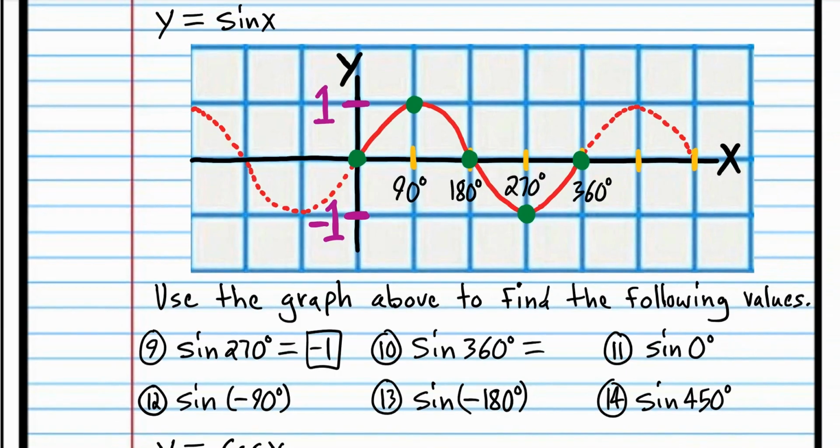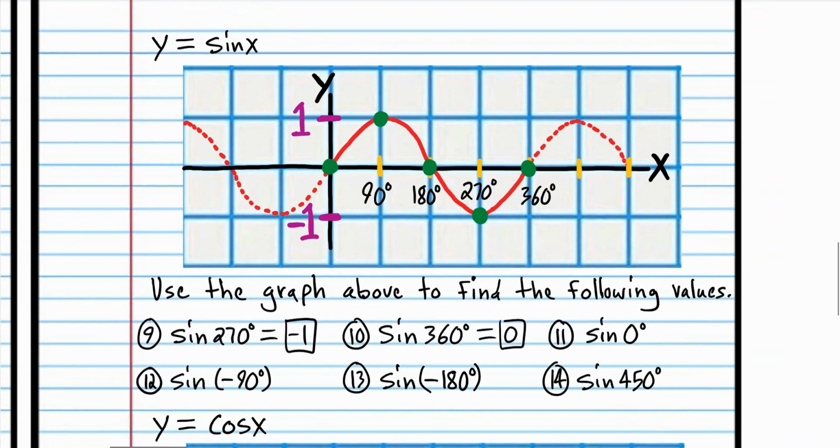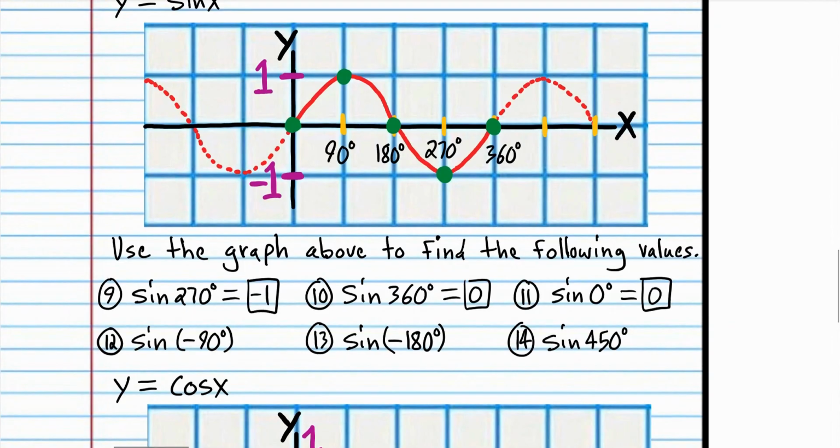Sine of a 360-degree angle, well, you just go out 360 degrees, and then you ask yourself, what is the y value of that point? And well, it's 0, because it's on the x-axis. Sine of a 0-degree angle, well, you just go out 0 degrees, which means you don't go anywhere. You stay on the y-axis, and you ask, what is the y value of that point on the curve? And the y value is 0. So as you can see, this is pretty easy.